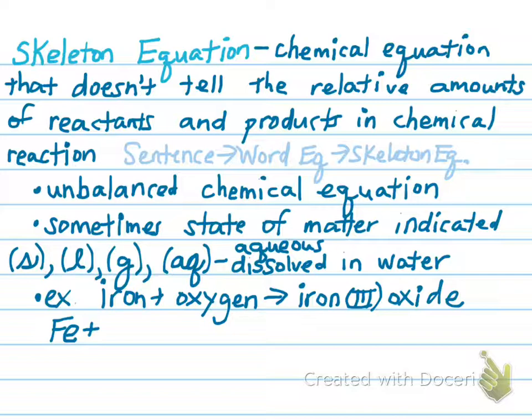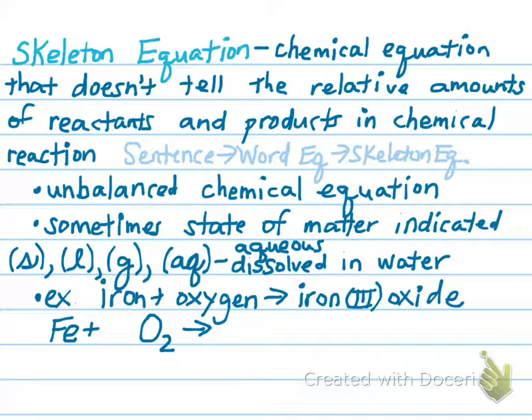Now, oxygen. Remember, oxygen is O, but it's one of those diatomic molecules. So I have to write oxygen as O2 because it's not bonded to anything here. Here's my arrow. Now again, I have a compound here, iron(III) oxide. Is this ionic or molecular? It's ionic, it's a metal and a nonmetal. So I have to do symbols, charges, crisscross, lowest whole number ratio.